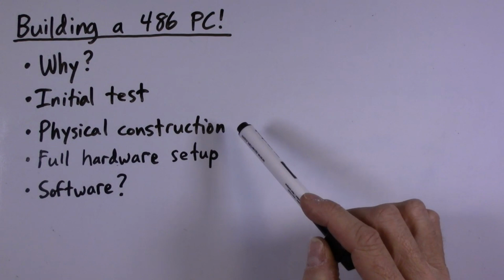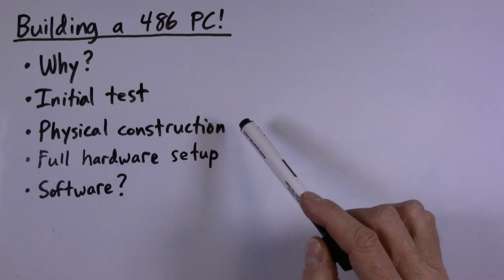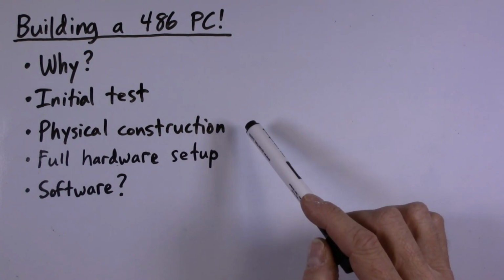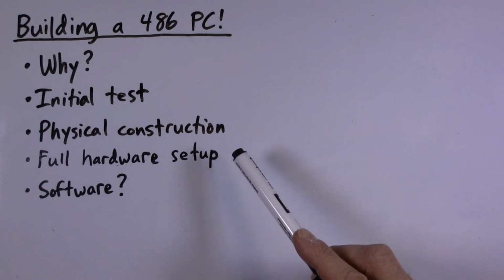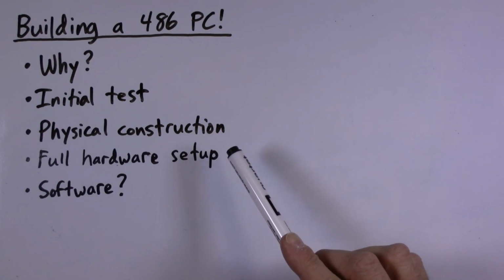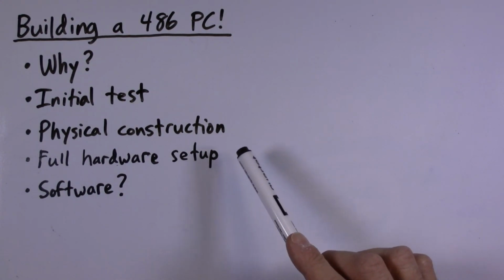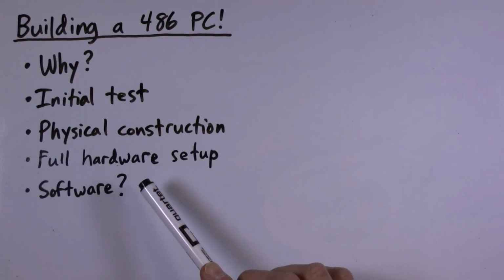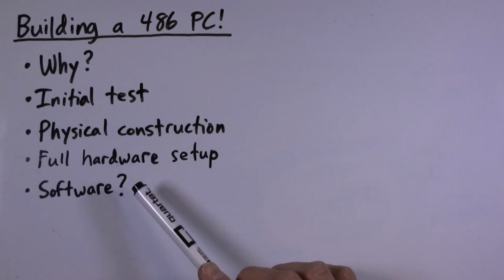And this will involve a bit of hardware work, including drilling some holes, tapping them, and there's also a little bit of 3D printing. I will then put together the full hardware setup with all the devices that I would like to use, and I will do something to test them all just to make sure that everything's working. And I may install some software. Probably it will be FreeDOS, but we'll see.